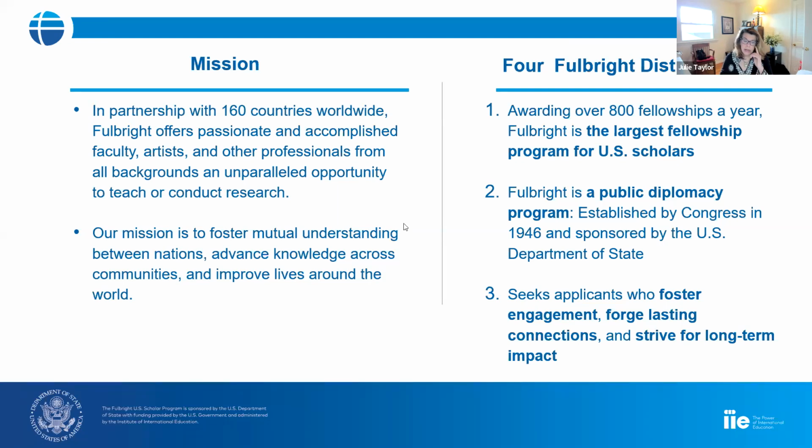And there are four major distinctions about the U.S. Scholar Program. It awards over 800 fellowships a year. Fulbright is by far the largest fellowship program for U.S. scholars. So there's 800 or so fellowships per year that we're awarding to U.S. scholars. On the visiting scholar side, that's about 900 fellowships per year. On the U.S. scholar side, of those 800 that we provide, there are about 403 different types of awards, and then we provide multiples on many of those. So that's how you get to over 800 per year being awarded.